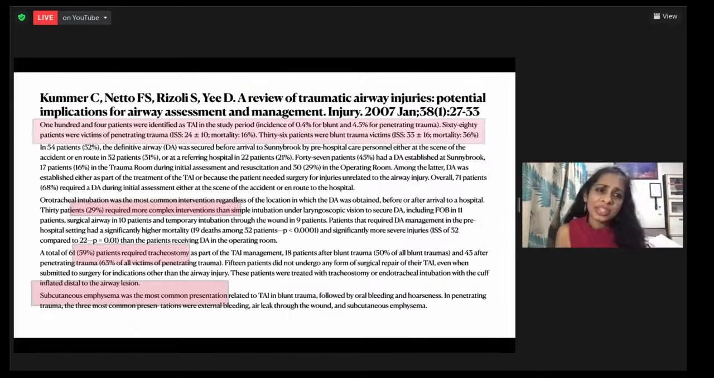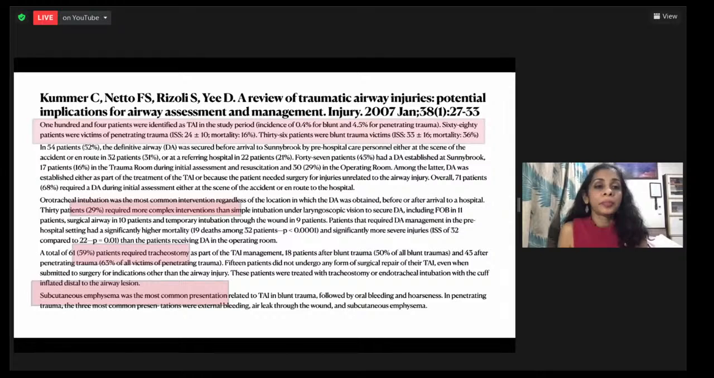Now, this is another study which was done by Kumar, in which he studied that traumatic airway injuries can be caused by both blunt as well as penetrating trauma, but those caused by blunt trauma have higher mortality compared to penetrating trauma.